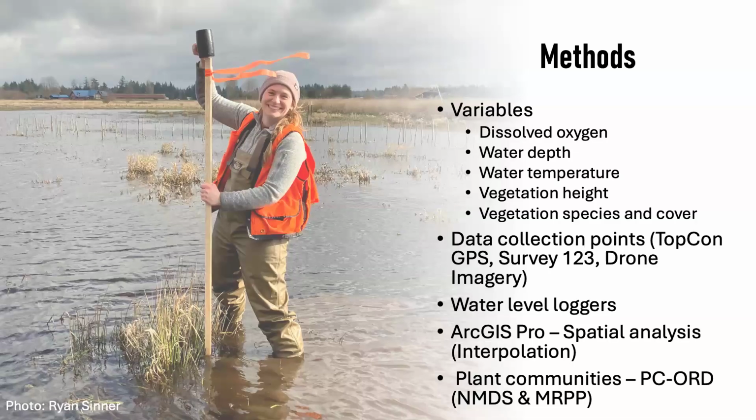I also used a smartphone and Survey123 to collect additional data points. And then I also had 6 continuous water level loggers placed on the breeding shelves in the constructed wetland and in 3 areas we knew oviposition occurred in the natural wetland. To analyze this data, I used ArcGIS Pro to perform a spatial analysis. And most of this was done through interpolation using the Kriging process. And I also examined plant communities using PCORP.